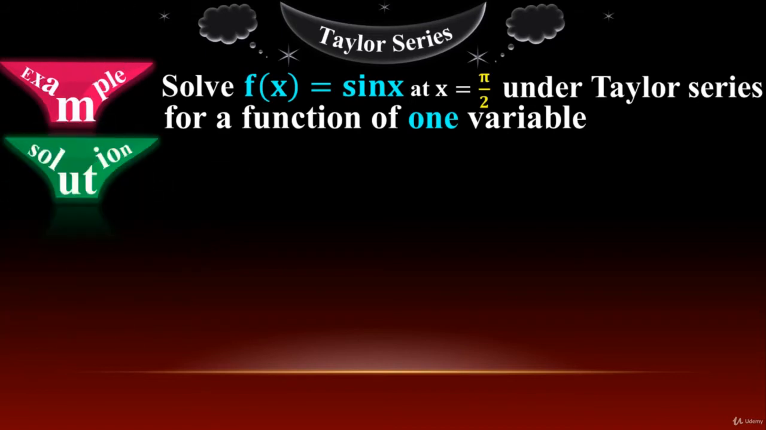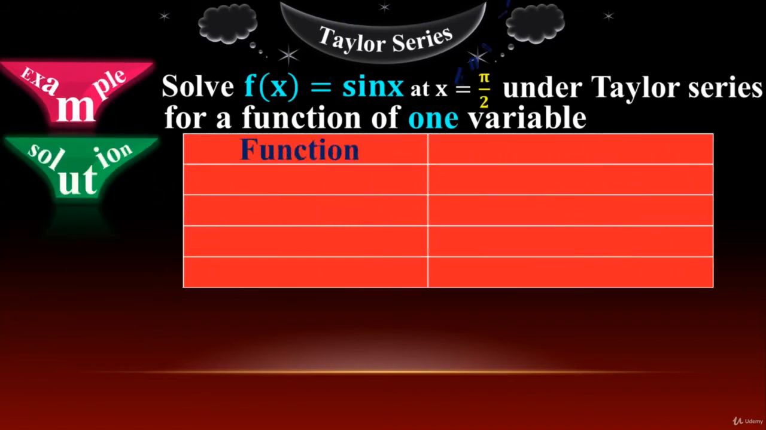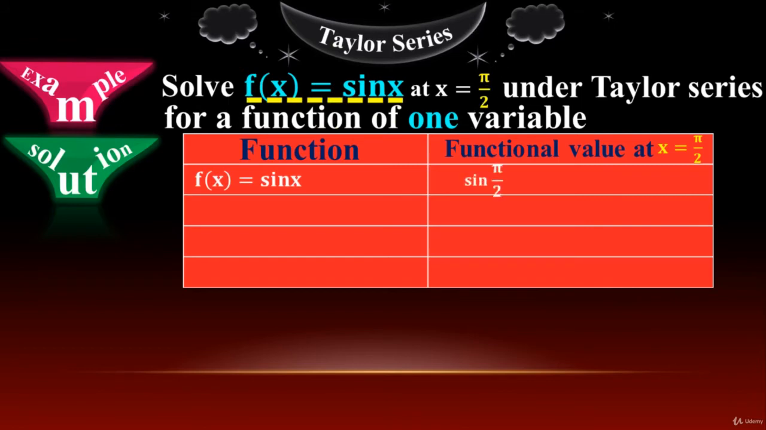Solution. Let me put the function here and the functional value at x equals pi over 2. Where the given function is f of x equals sine x. And put the value of x equals pi over 2. This is the value of x, which is pi over 2, and sine pi over 2 equals 1. Substitute the value of x, which is pi over 2. Cos pi over 2 equals 0.